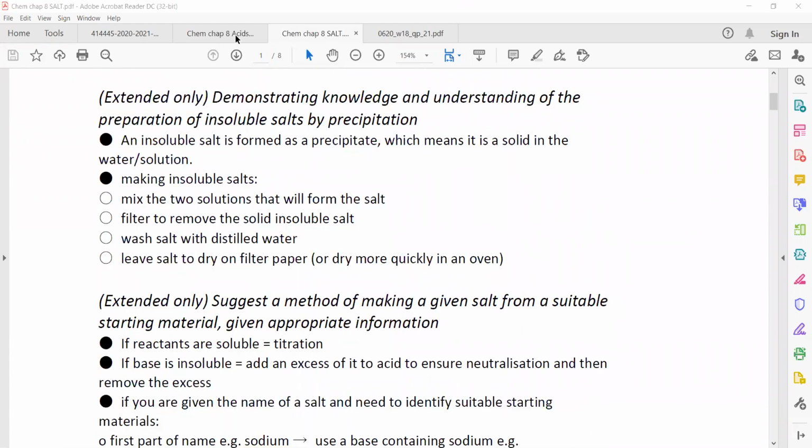Then, by mixing two solutions, how do we form a salt? An insoluble salt is formed by precipitation. It means a solid forms from solution. We will mix the two solutions, they will form a salt, and we'll remove the solid by filtration, and then we will wash the solid, because this solid is not soluble in water. So we wash the solid and then we leave it on the filter paper to dry, or we can use a desiccator or oven to dry quickly.